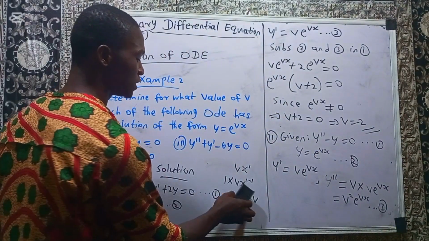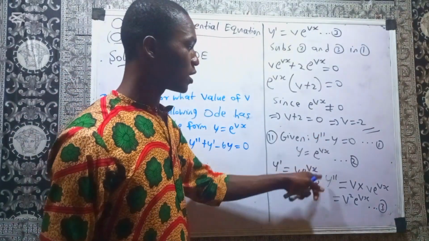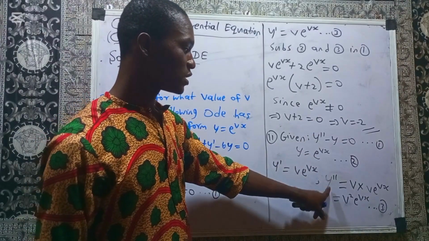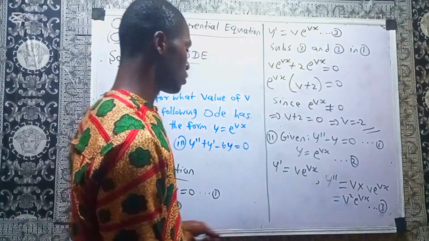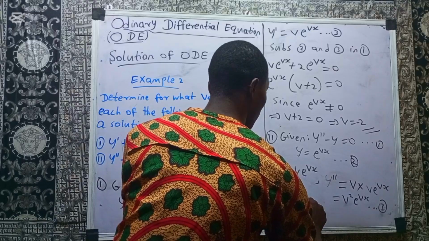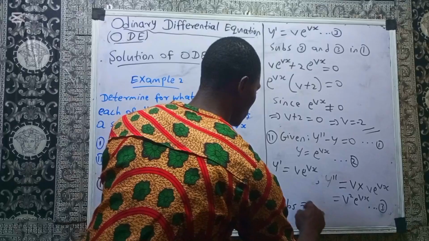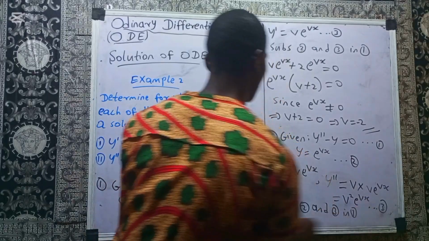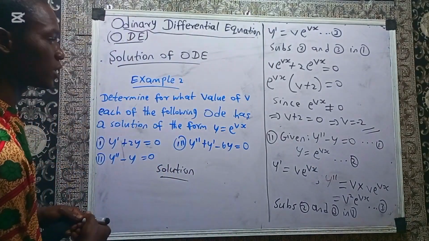So why we differentiated again is because we need it in this equation. We need to substitute y prime prime. And we need to substitute what? Y. We have already known our y. Then differentiating 2 times will give us our y prime prime, which is the second derivative. So we can now substitute, right? Substitute equation 2 and equation 3 in equation 1. So let's substitute. Substitute equation 2 and equation 3 in equation 1.